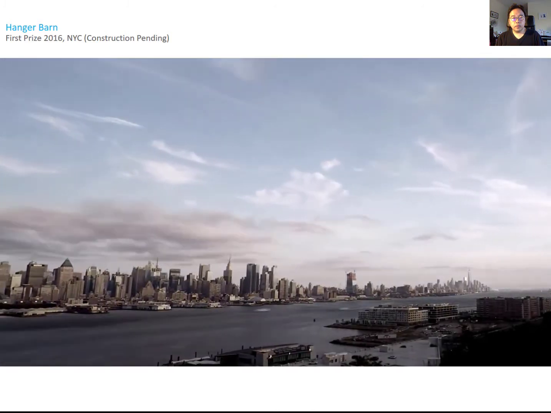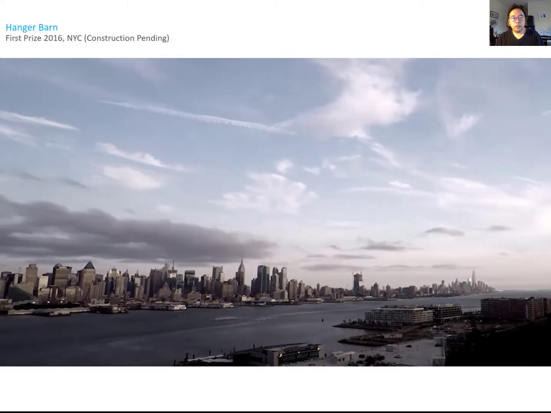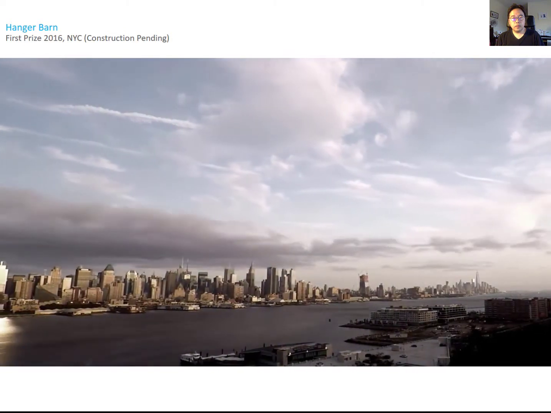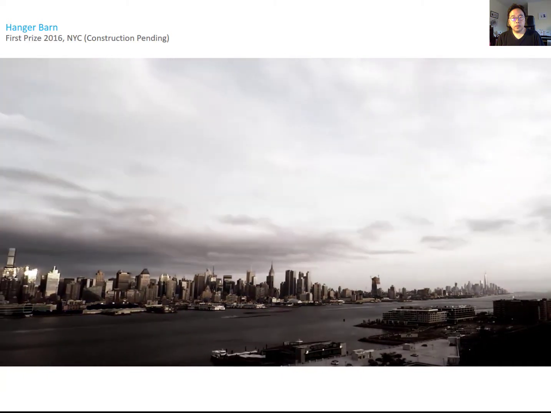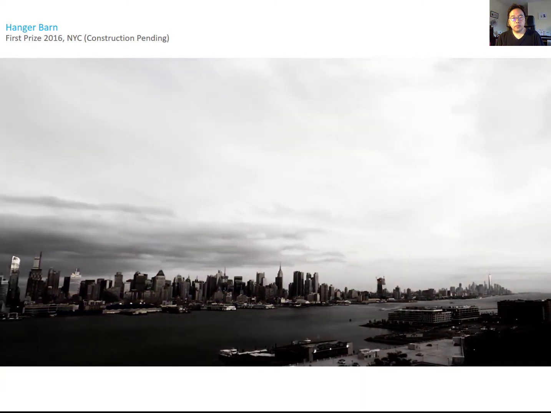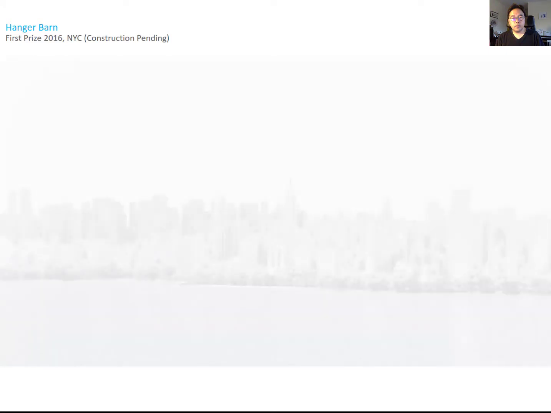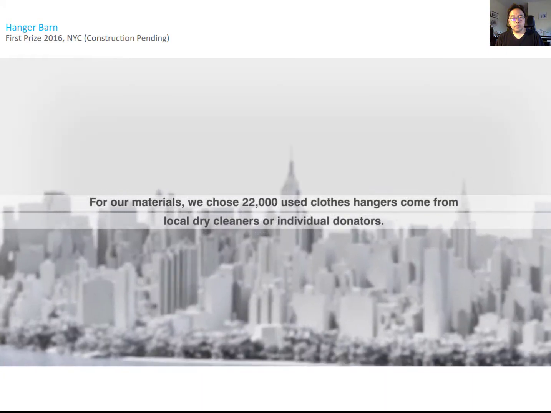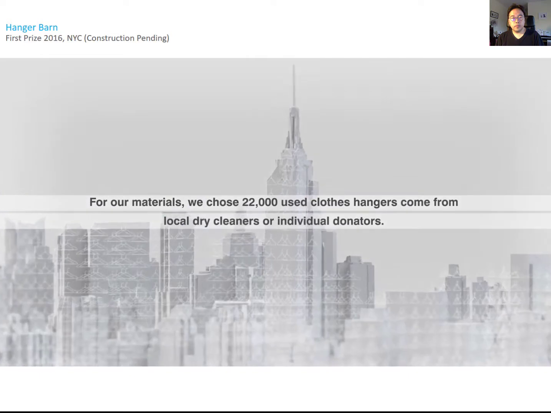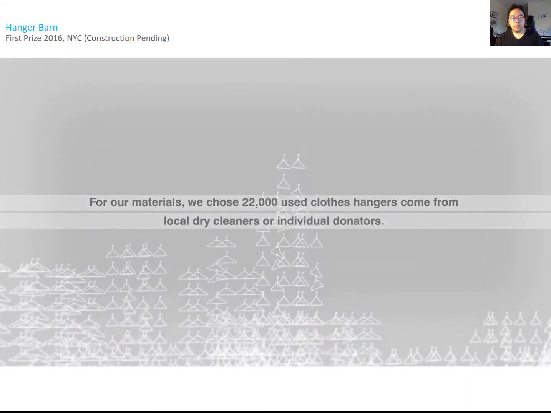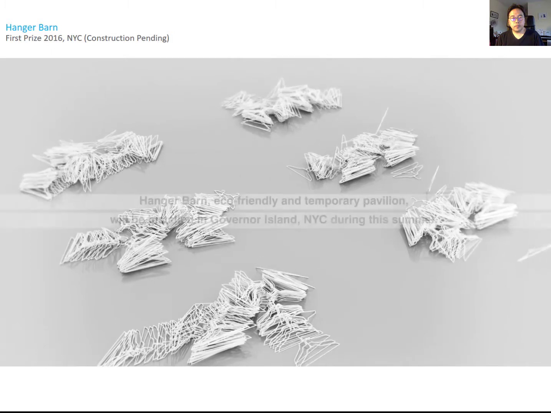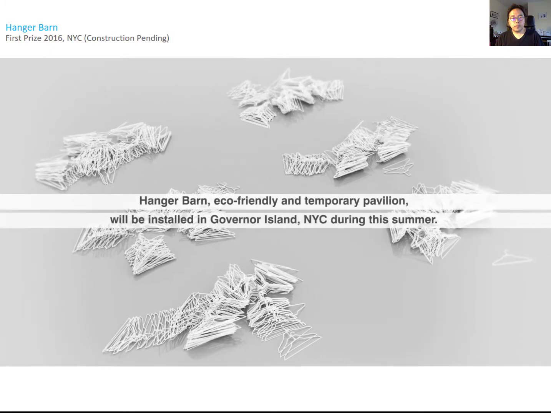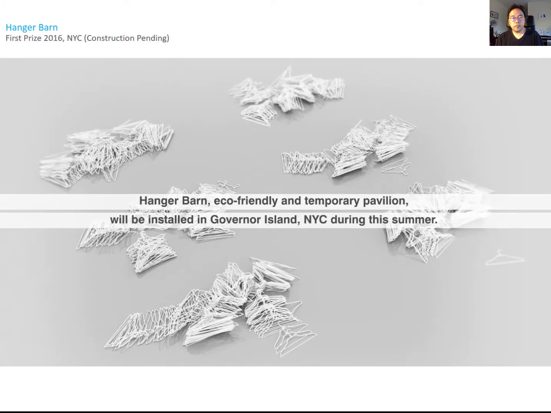The brief asked architects and designers to propose a pavilion with the theme, The City of Dreams, that would employ recyclable materials. We consider the environmental impact of the design and promote sustainable thinking. For our materials, we chose 22,000 used clothes hangers that come from local dry cleaners or individual donations. Hangar Barn is an eco-friendly and temporary pavilion which will be installed on Governor's Island, New York City this summer.